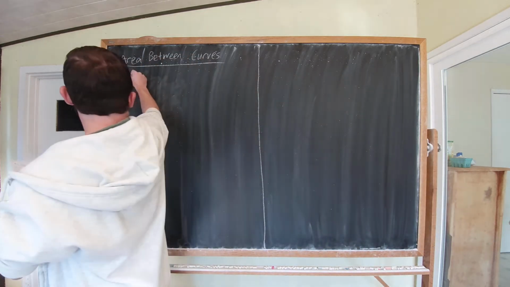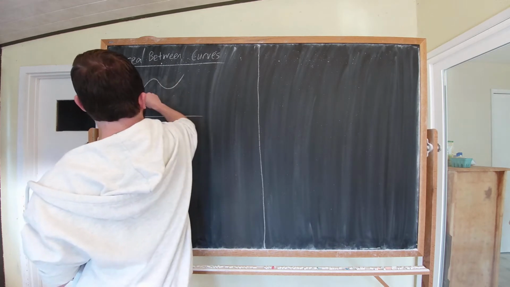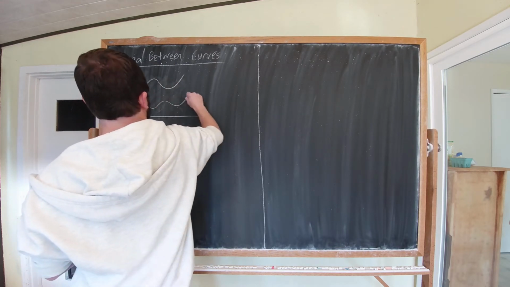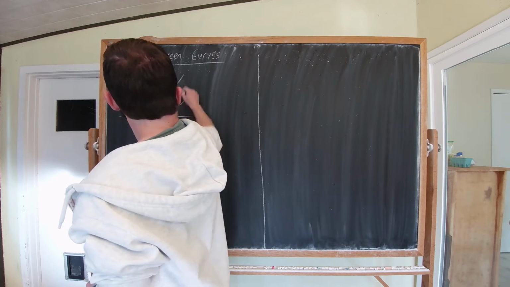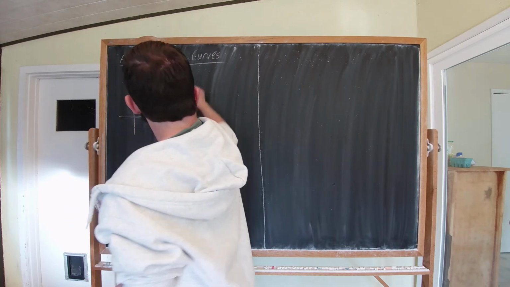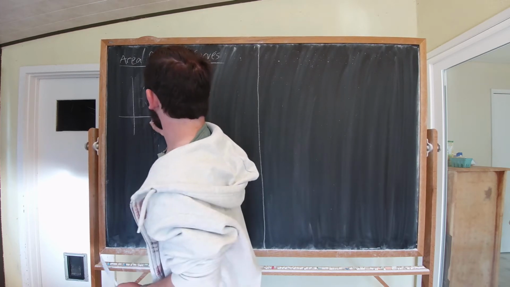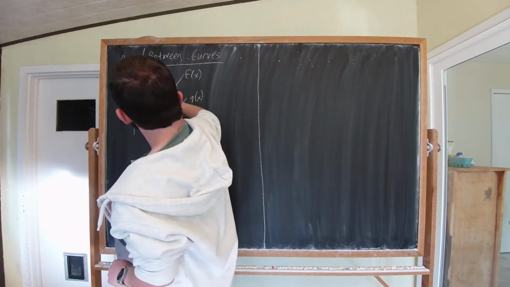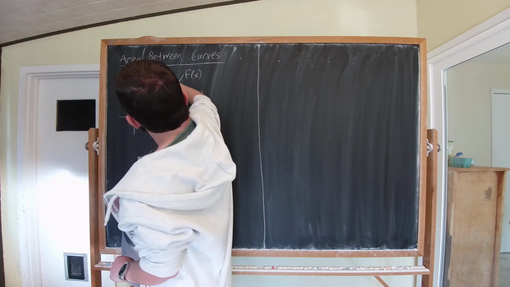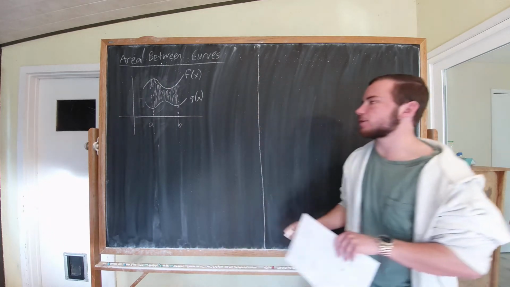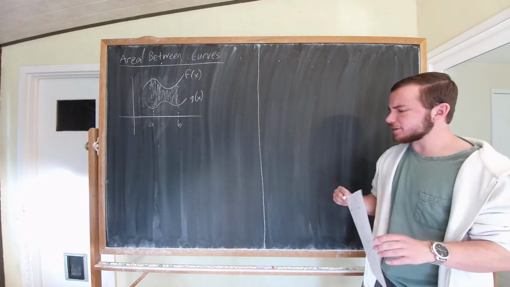So for instance, maybe I have a situation that looks like, I don't know, this, where I have some function f of x, another function g of x, and between a and b, I'm trying to find the area of this region right here. Well, how can we go about doing that? Well, let's notice something.